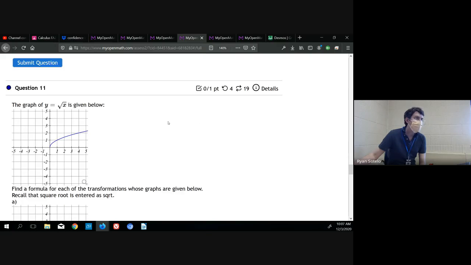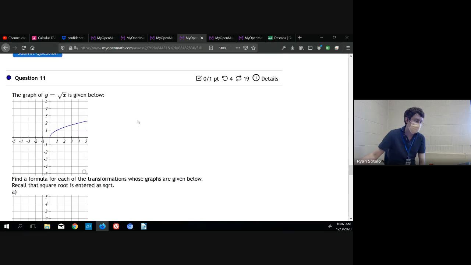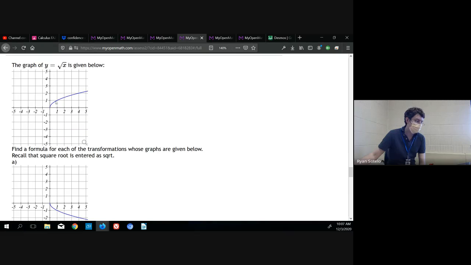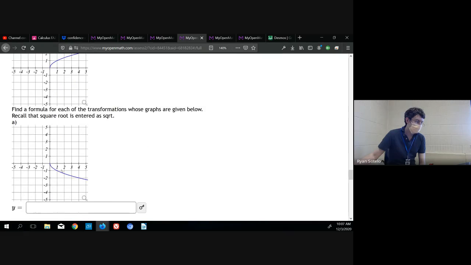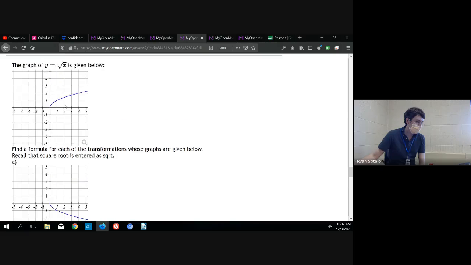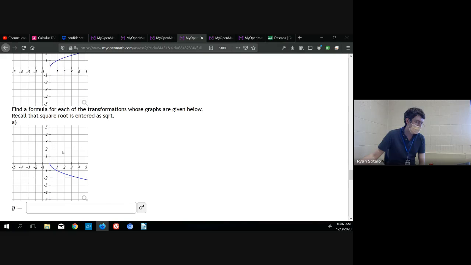Okay, I need help with my number 11. So this is the square root of X. Is this a vertical reflection or a horizontal reflection? Did I reflect this vertically or horizontally? Vertically, yeah.